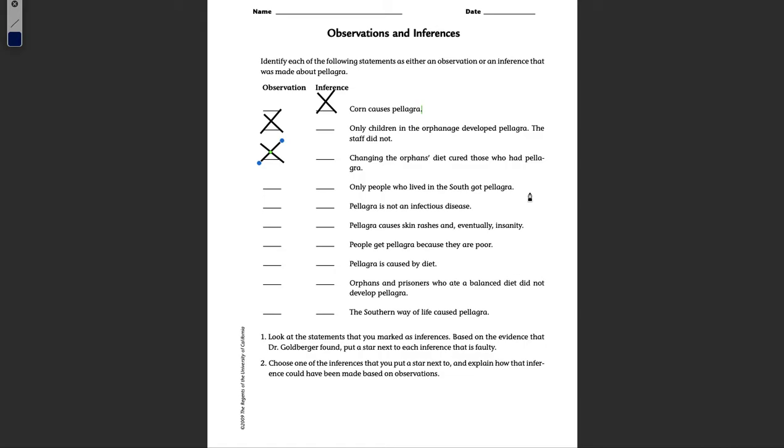Fourth statement: only people who lived in the South got pellagra. Observation or inference? Was that something he was able to notice based on the use of his senses, or was that something he was able to conclude based on reasoning and evidence? Okay, it doesn't have to be correct, but this is something that he was able to observe, because where was he at? He was in the South when he was conducting this study. So that lets you know right there that this is an observation.